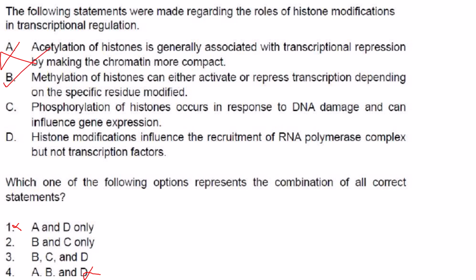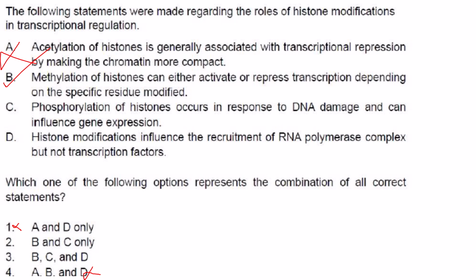So methylation of histones can either activate or repress transcription depending on the specific residue modified. It is correct. Then phosphorylation of histones occurs in response to DNA damage and can influence gene expression. So that is also correct. If you see options 2 and 3, B is present, C is also present. So B and C are naturally going to be correct. You have to scratch your head only for D. Now C is also correct.